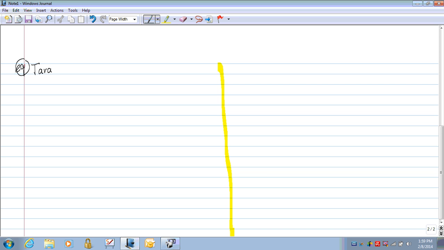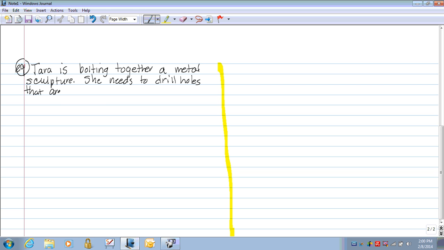Tara is bolting together a metal sculpture. She needs to drill holes that are greater than 1/4 inch, but less than 2/4 of an inch. Let's find 3 fractions between 1/4 and 2/4.